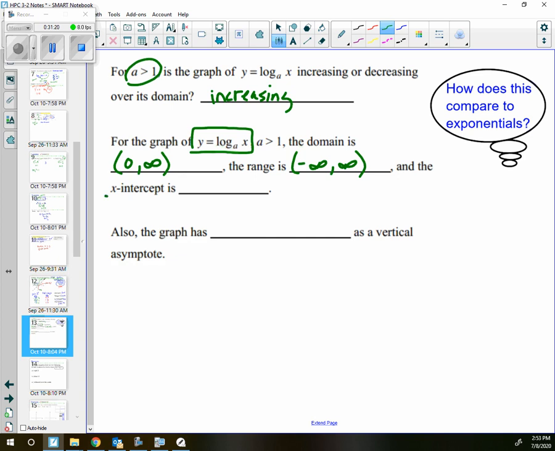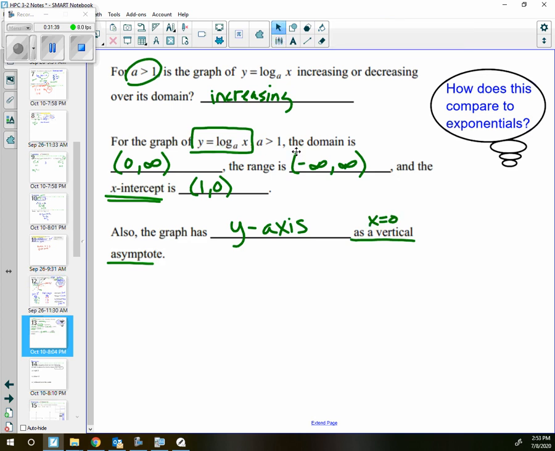And the x-intercept, now notice the x-intercept is (1, 0), because remember, in an exponential it had a y-intercept at (0, 1). And then also the graph has a vertical asymptote. That's the y-axis. So that x equals 0 equation is its vertical asymptote. So everything that was an x becomes a y and vice versa.